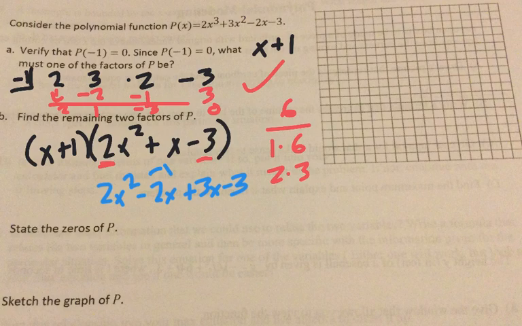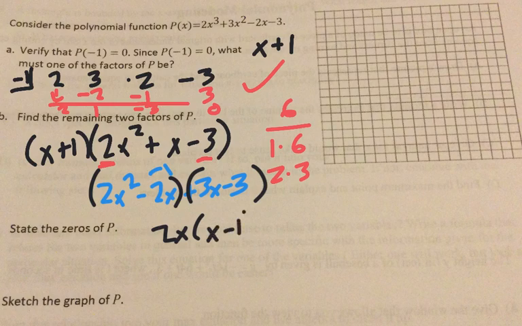Now, if you did it in the other order, that's fine. The order of the -2x and the +3x doesn't matter. That's totally up to you. And now then, the way we factor doing the a times c method is we group. So I'm going to group the first two together and the last two together. The GCF of the first two parentheses is 2x, which leaves me with x minus 1. The GCF of the last set of parentheses is a +3, which leaves me with x minus 1.